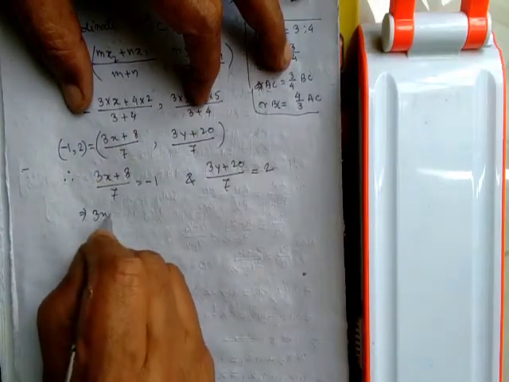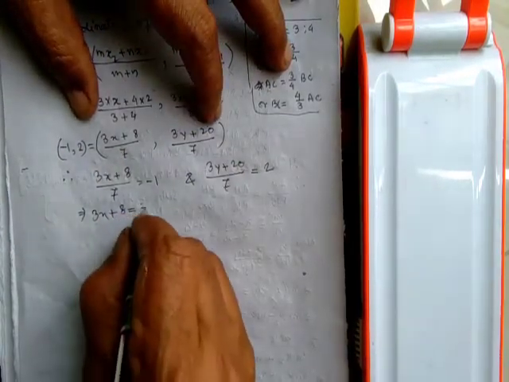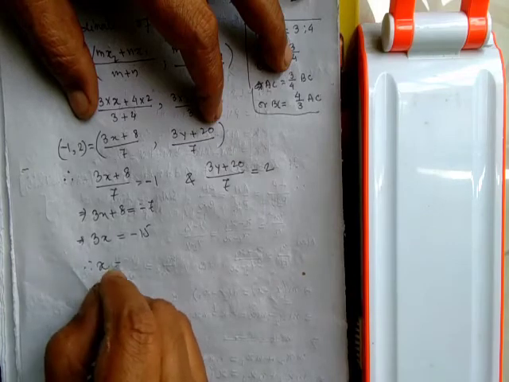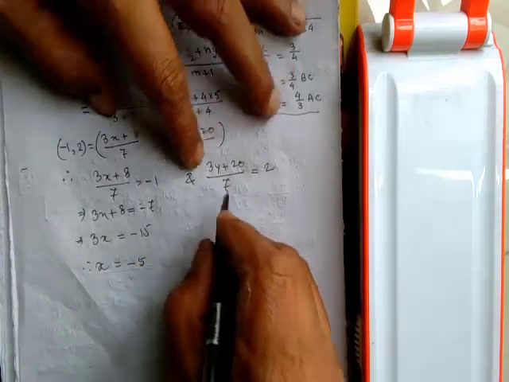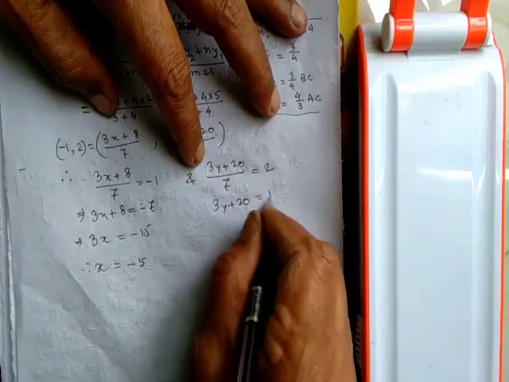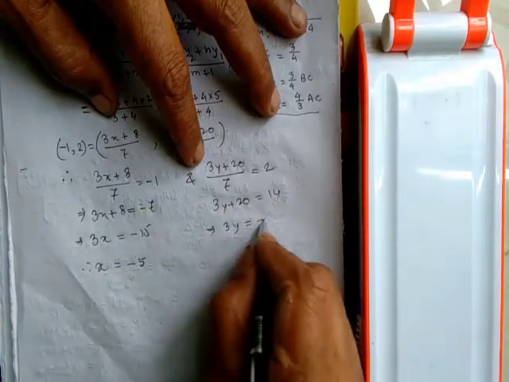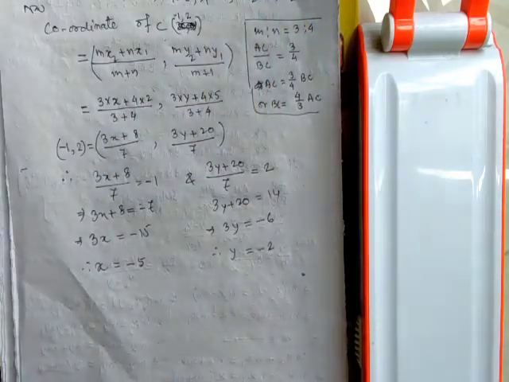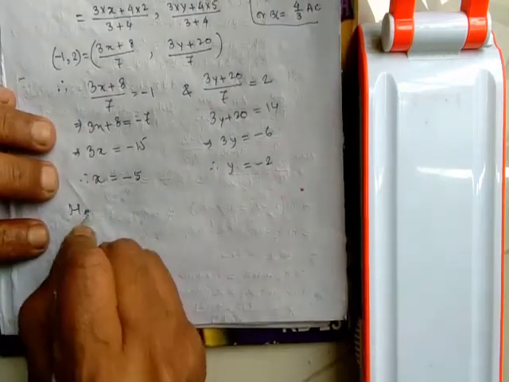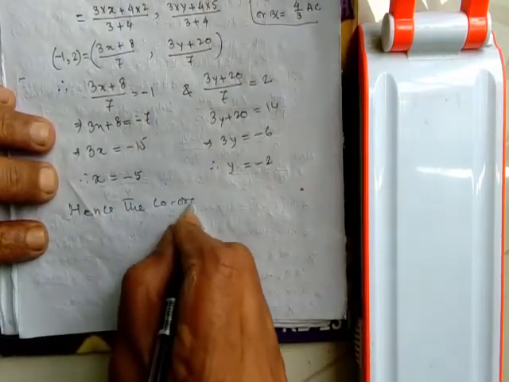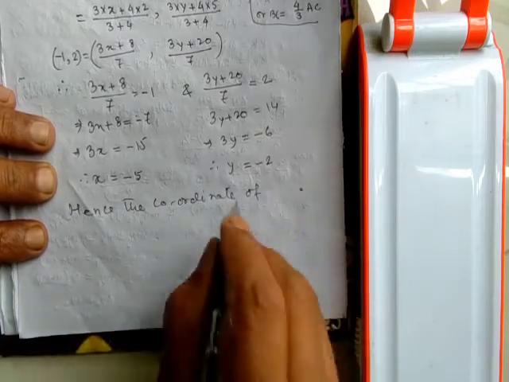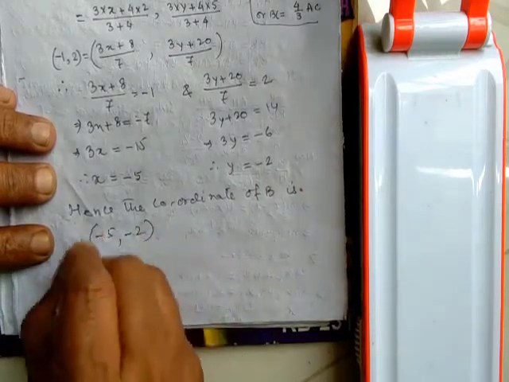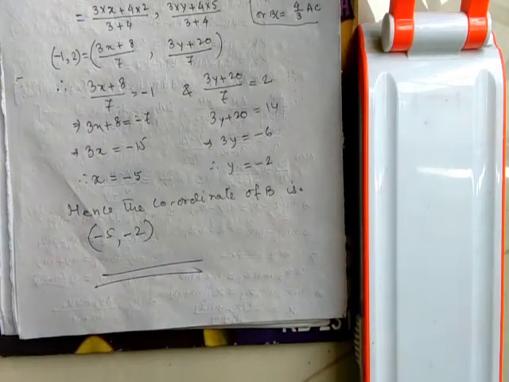Thus we have equated the x part and y part. This implies 3x plus 8 is equal to minus 7, 3x is equal to minus 15, therefore x is equal to minus 5. And from here again 3y plus 20 is equal to 14, 3y is equal to minus 6, therefore y is equal to minus 2. Hence the coordinate of B is (-5, -2). Thus we got the coordinate of B.